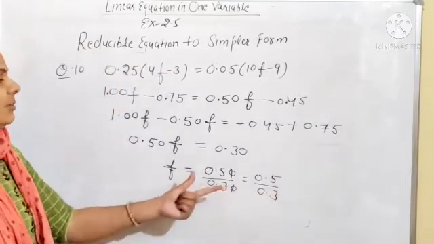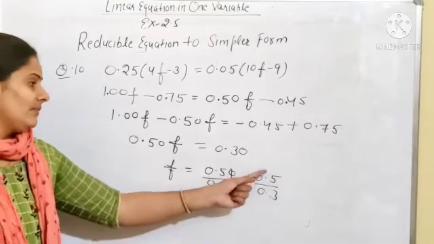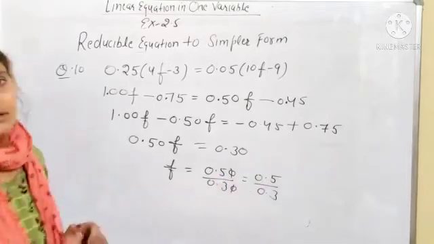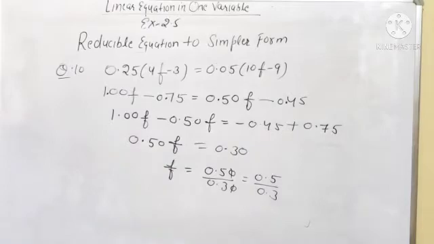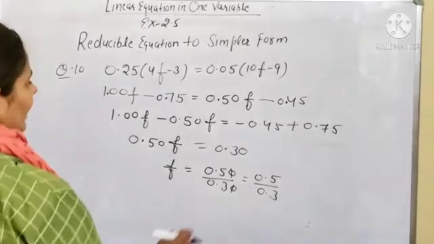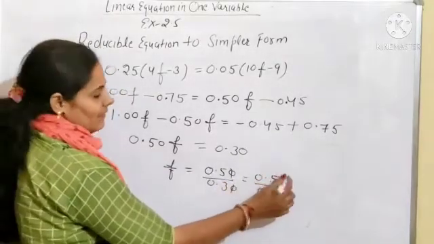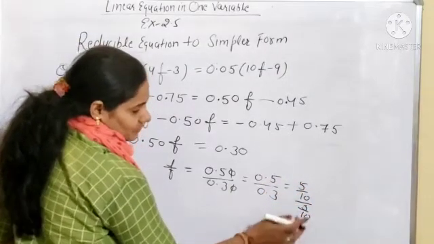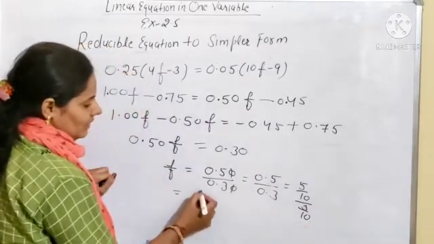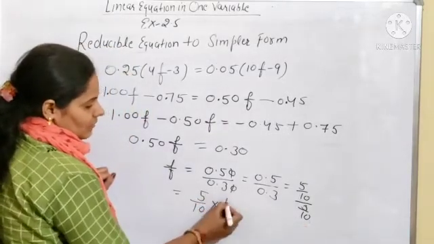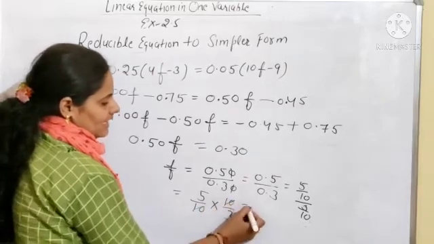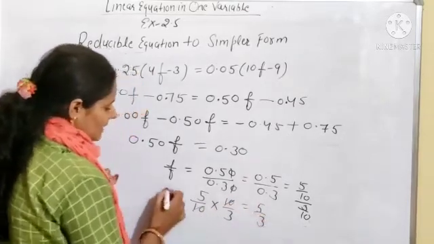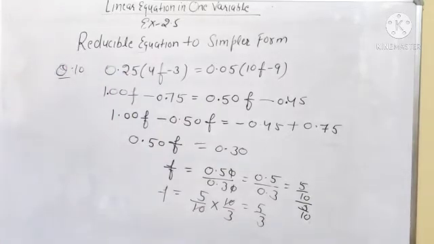Now simply 10 you can cancel out, so it will be 0.5 divided by 0.3. When you are removing the decimal, after the decimal one number is given, it means 5 you will divide by 10 and 3 also you will divide by 10. And when the form is given like that, it will be the reciprocal, so it will be 10 by 3. So 10 and 10 cancel out, what is left? 5 by 3. It means f is equal to 5 by 3. If the answer is given like that only, you can leave it here.